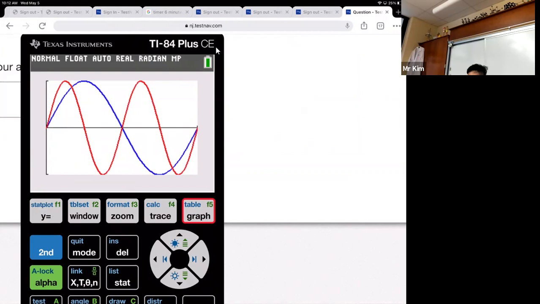Now, while looking at this graph, let's think about what's happened here. I have a blue wave. The blue wave is the regular parent function. Now the red wave is the sine of 2x. Can someone verbally say what happened? Yes, Sam? Horizontal compression. Horizontal compression, okay? Another verbal input I got was that the wave happened twice as fast.